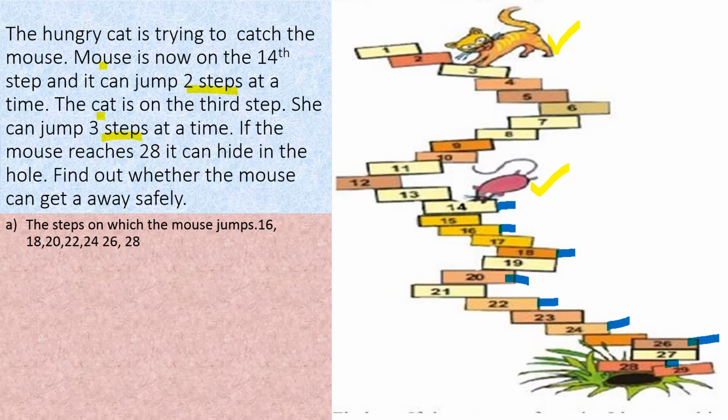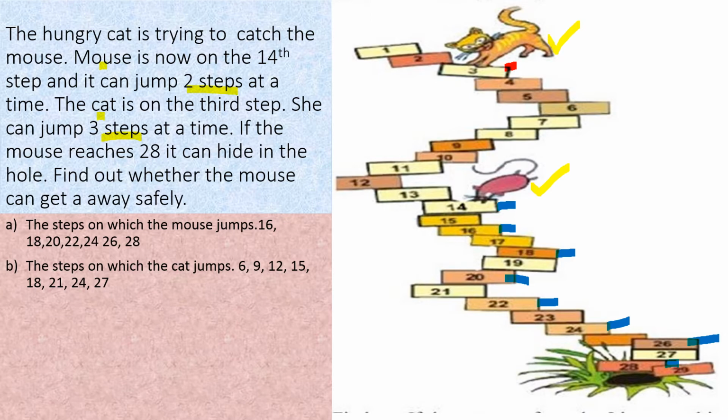Then the next question to you. The steps on which the cat jumps. So where are the places the cat jumps? The cat can jump 3 steps at a time. It is on the third step now. So from the third step the cat can jump 3 steps at a time. So it will be 1, 2, 3.